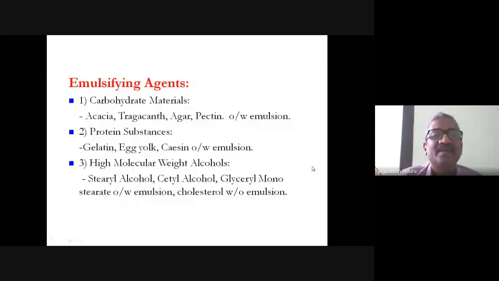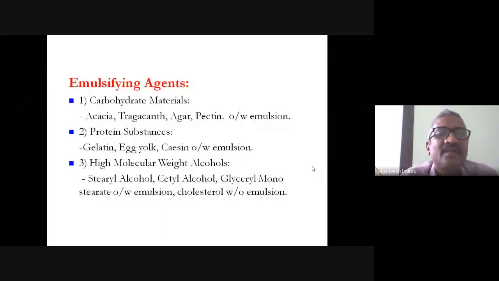Based on the origin, they are divided by the type of chemical nature: carbohydrate material, protein material, and high molecular weight alcohols. There are three categories. Previously, we classified based on the mechanism of emulsifying action, that is monomolecular theory, interfacial film theory, and surface tension reduction theory. These are all the theories based on the mechanism of emulsification.